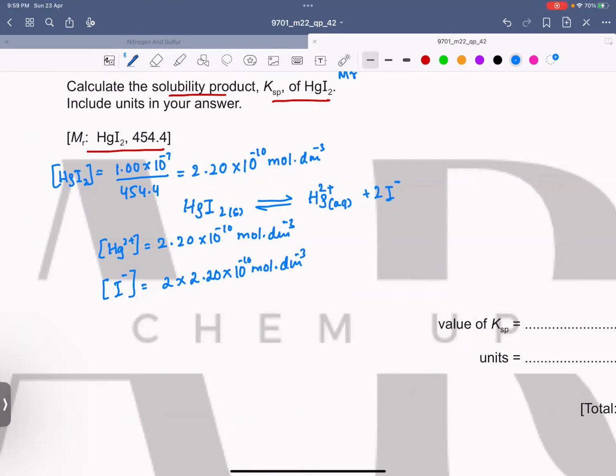So from this equation, if I write the KSP expression, it would be concentration of mercury ions times concentration of iodide ion raised to the power 2. So it would be 2.20 exponent minus 10 times 2 into 2.20 exponent minus 10 whole square. Can anybody solve and tell me the answer?